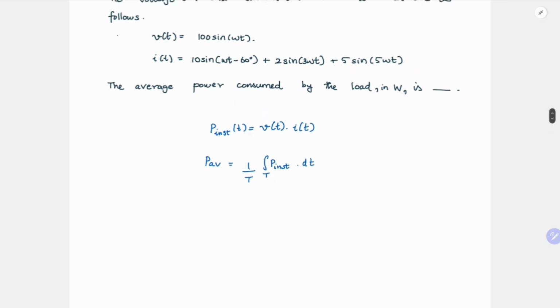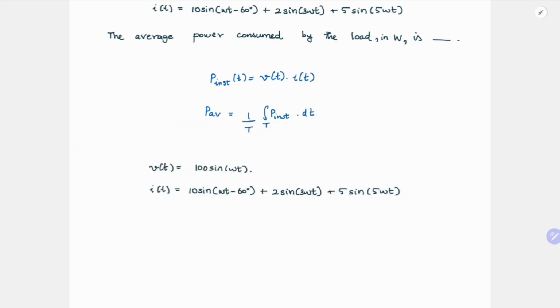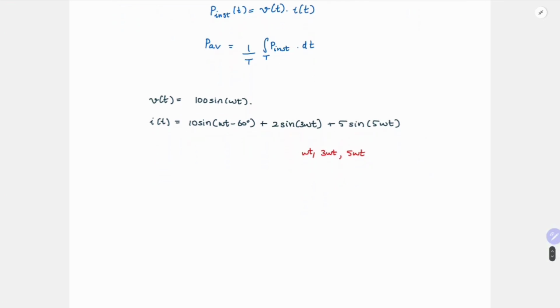Another concept useful in solving this is, if you observe your V of t and I of t, your V of t has only sine omega t terms, but your I of t has omega t, 3 omega t and 5 omega t terms. So when you're taking an integral, the integral of sine a omega t with some sine b omega t dt over one time period is equal to 0 if a is not equal to b.